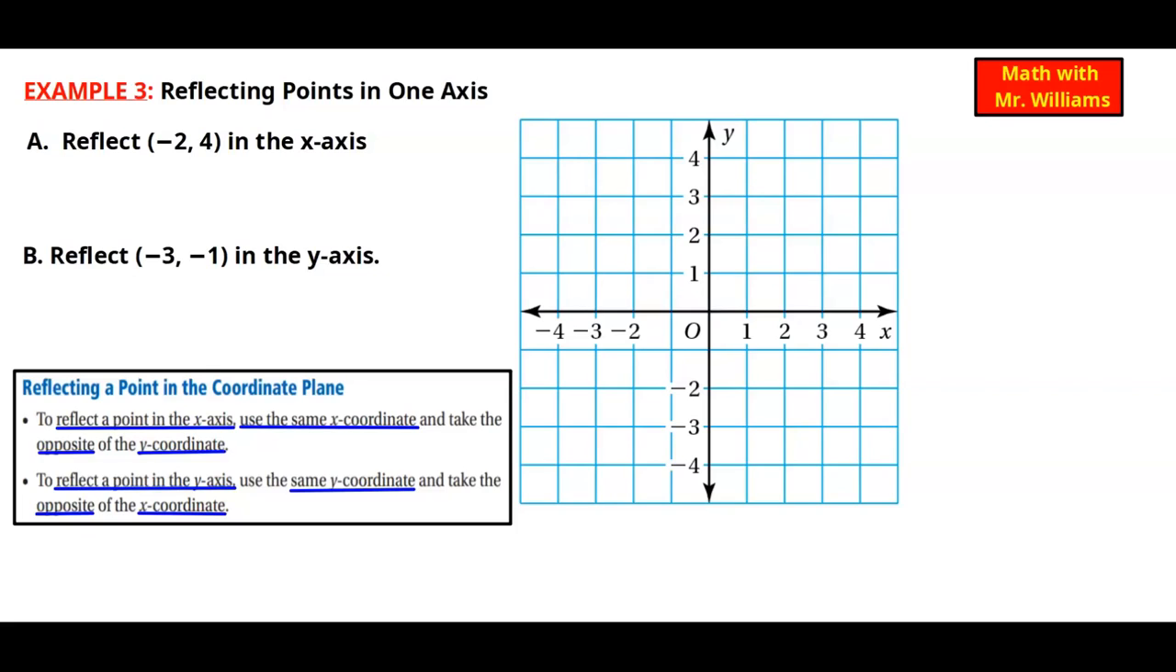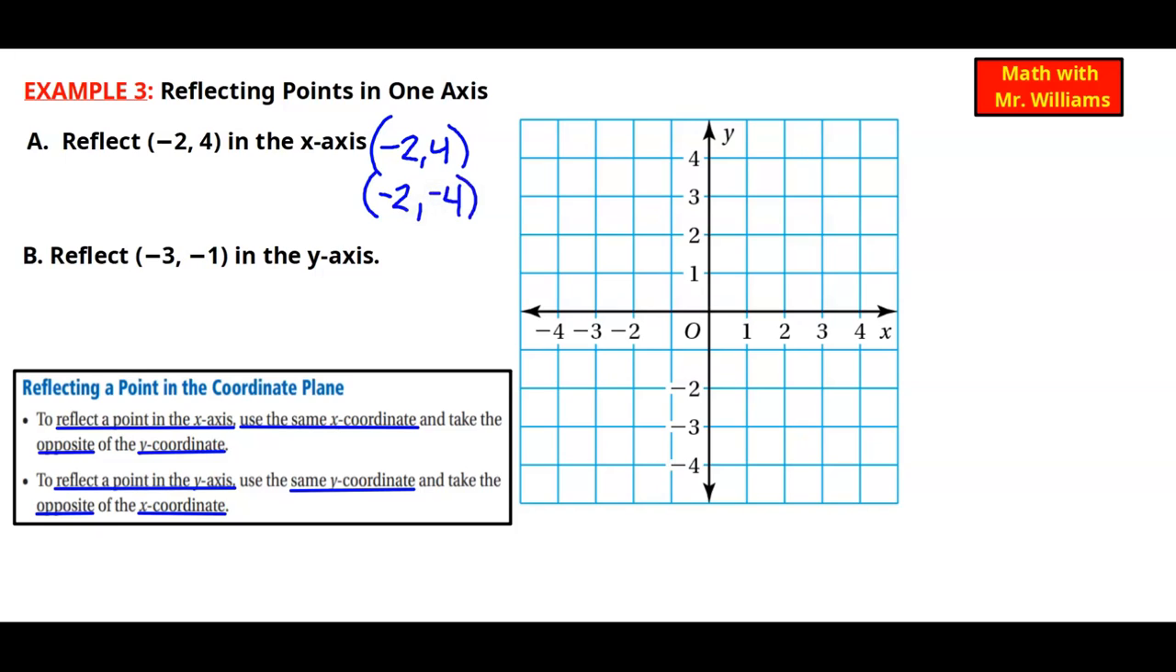Math with Mr. Williams, example 3, reflecting points in one axis. So the first one is reflect negative 2, 4 in the x-axis. We know to reflect a point in the x-axis, we have to use the same x-coordinate and take the opposite of the y-coordinate. So if the original is negative 2, 4, reflecting across the x-axis would keep the x-coordinate, but put the opposite of positive 4, so a negative 4.